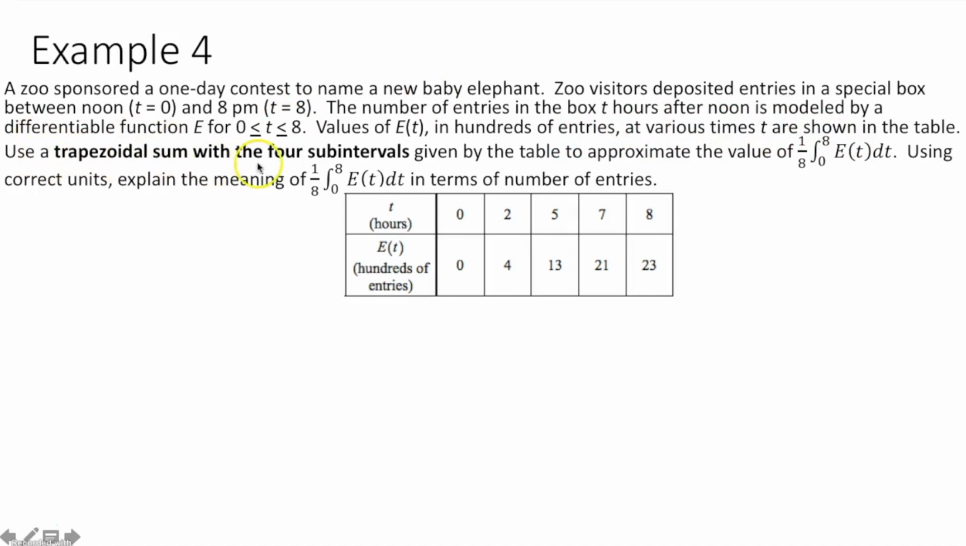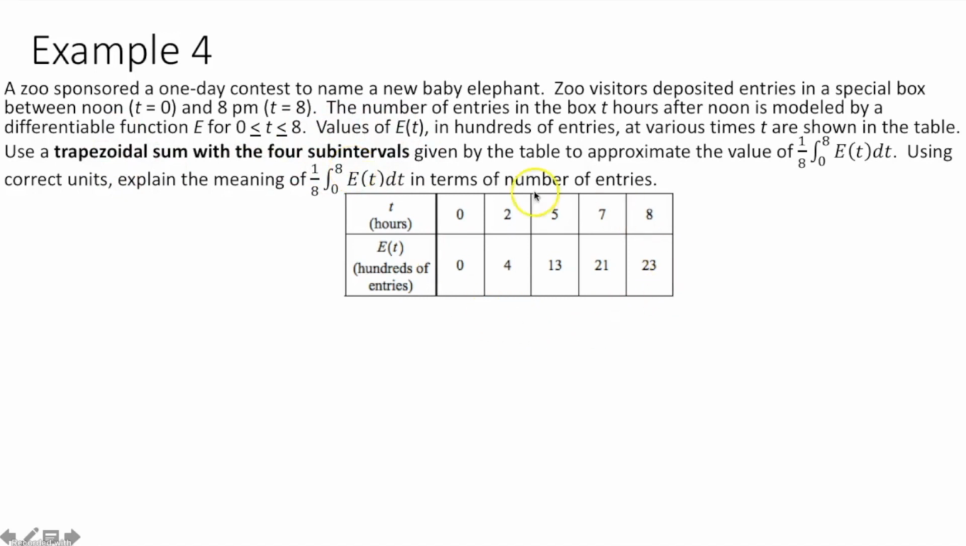Use a trapezoidal sum with 4 subintervals given by the table to approximate the value of 1/8, the integral from 0 to 8, capital E of t dt. Using correct units, explain the meaning of 1/8, the integral from 0 to 8 of capital E of t dt in terms of number of entries. So let's go ahead and break this down a little bit. It wants us to use a trapezoidal sum with 4 subintervals.